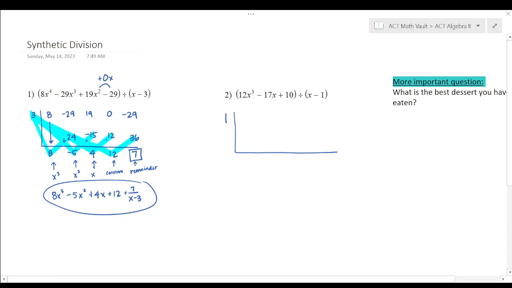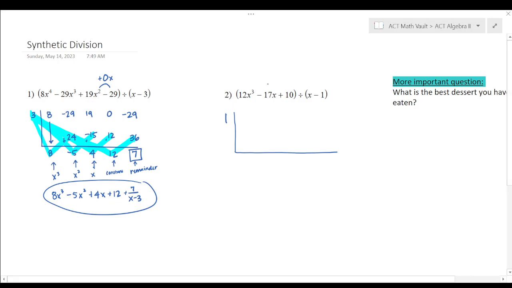Remember to change that. Now, synthetic division can be done if this is in the format x plus a or x minus a. So no x squared, no negative 1x. It's got to be x plus or minus a number. You would use long division for the other case.